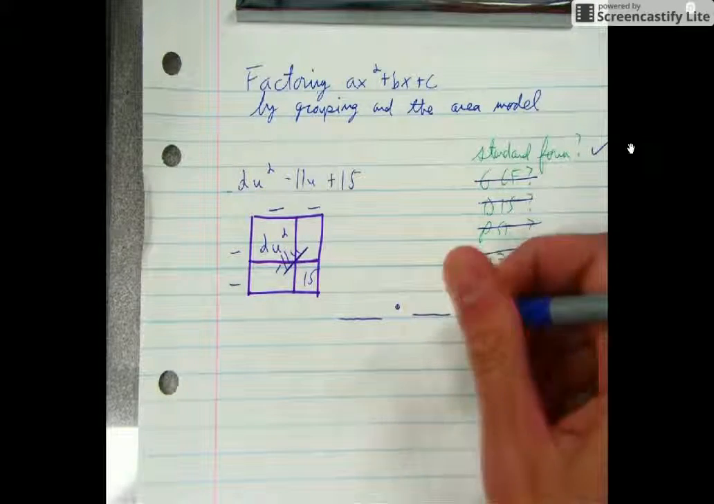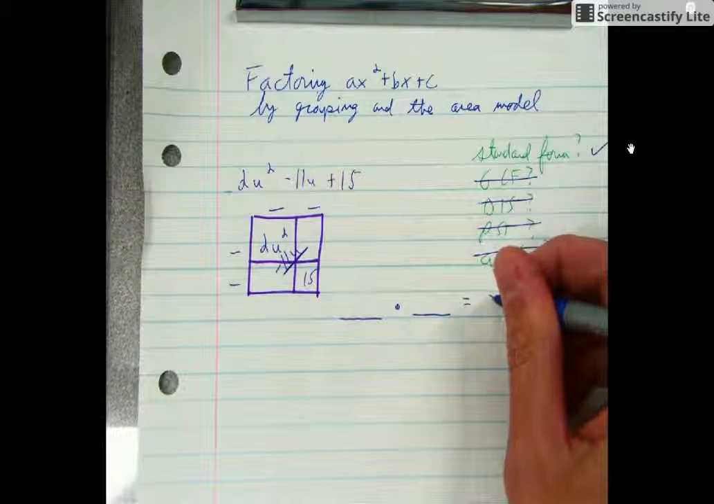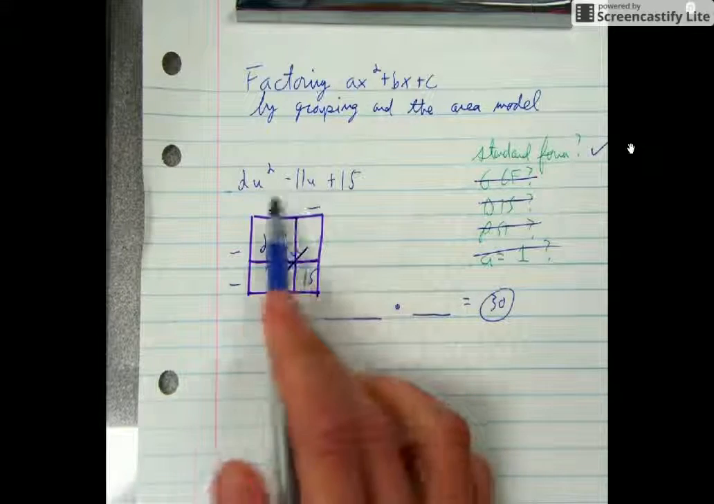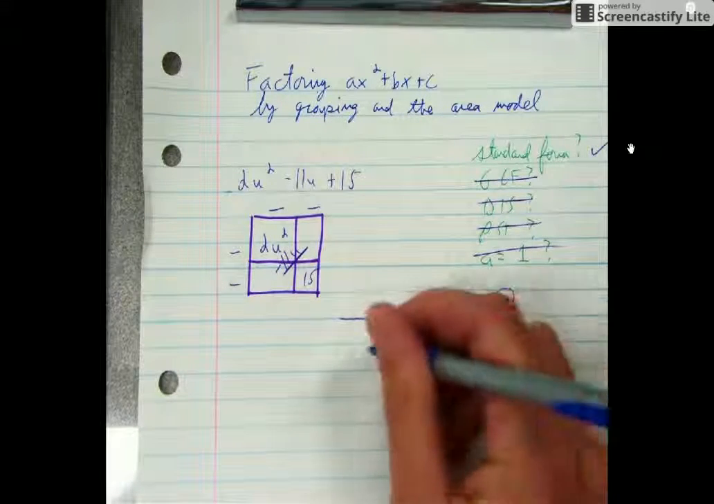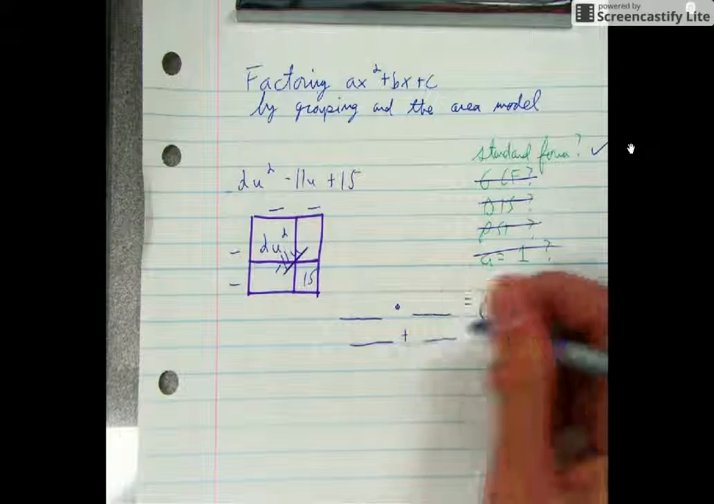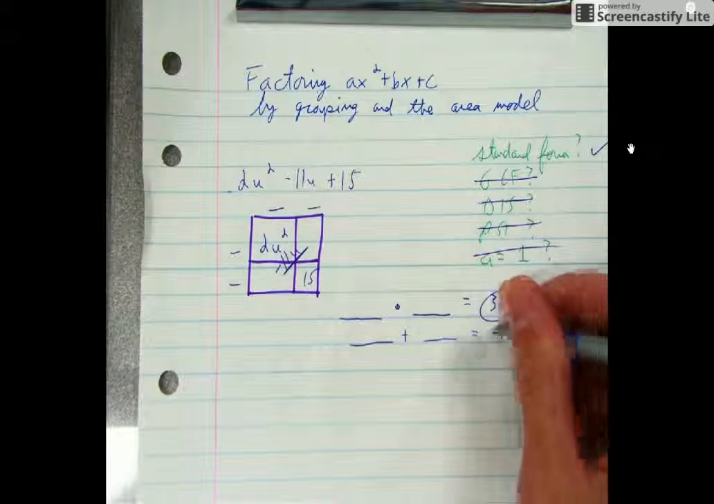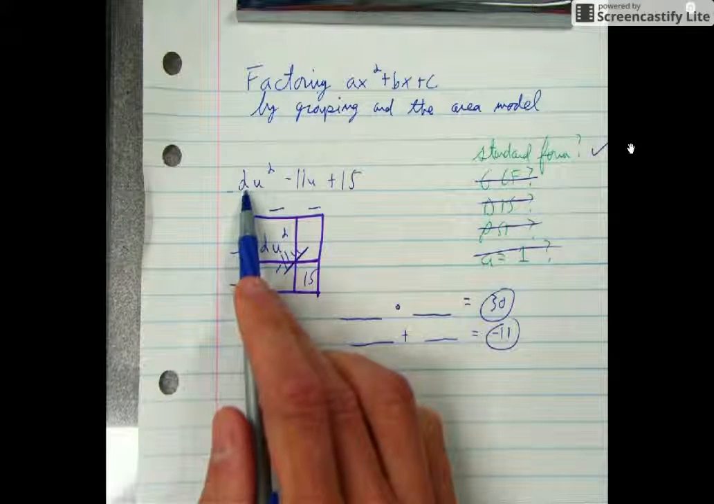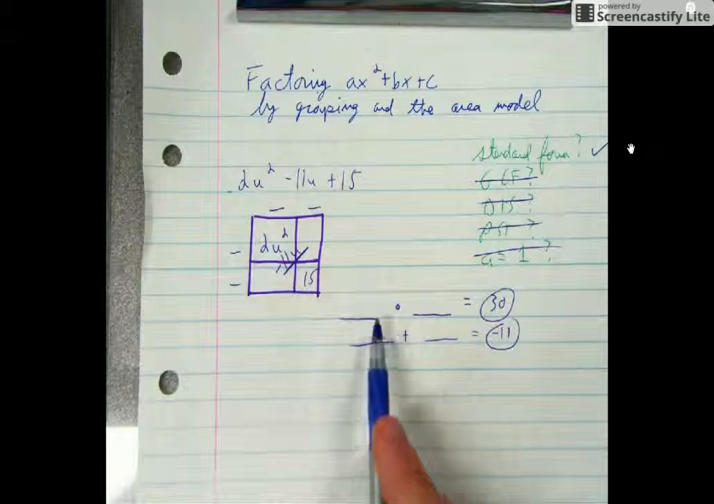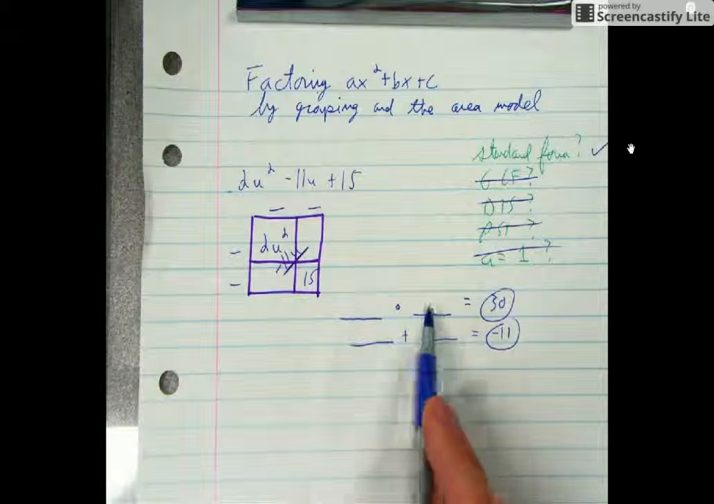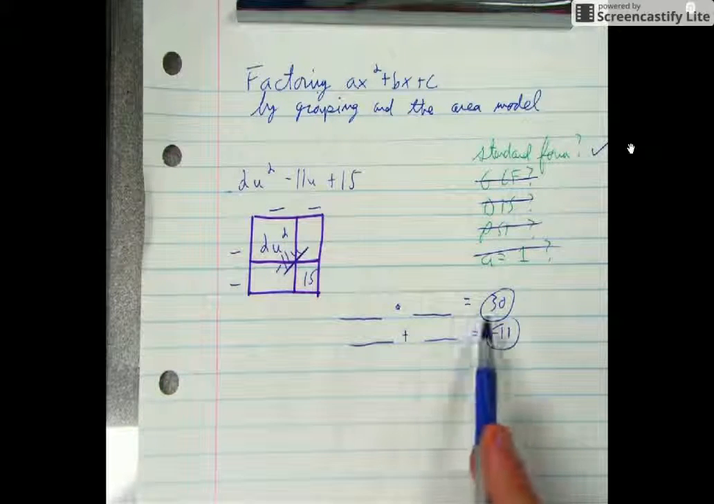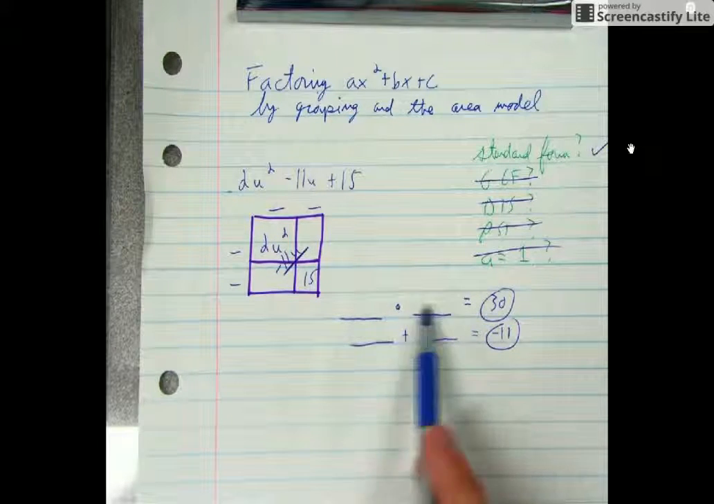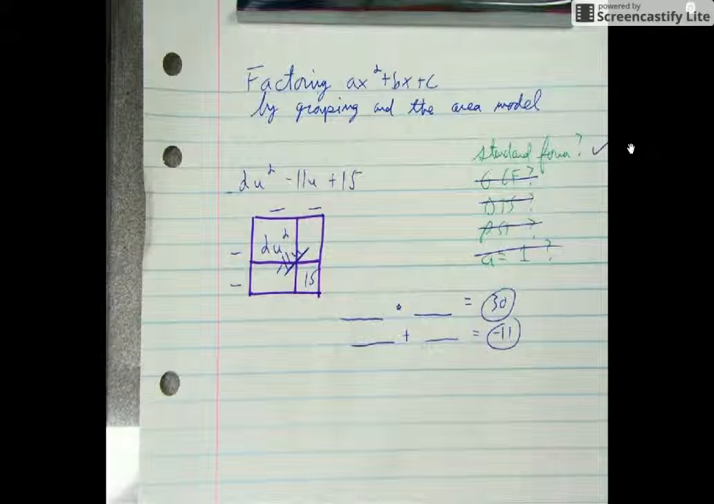I'm looking for two numbers that have a product of 30, not 15. So we're going to come back to why it's 30. And those two numbers are still going to have a sum of negative 11. Because I have this extra factor of a 2 in here, I need to consider that when I'm trying to come up with my two numbers here. So I'm going to do 15 times 2 to give me 30. So let's play that little game. Two numbers with a product of 30 and a sum of negative 11.